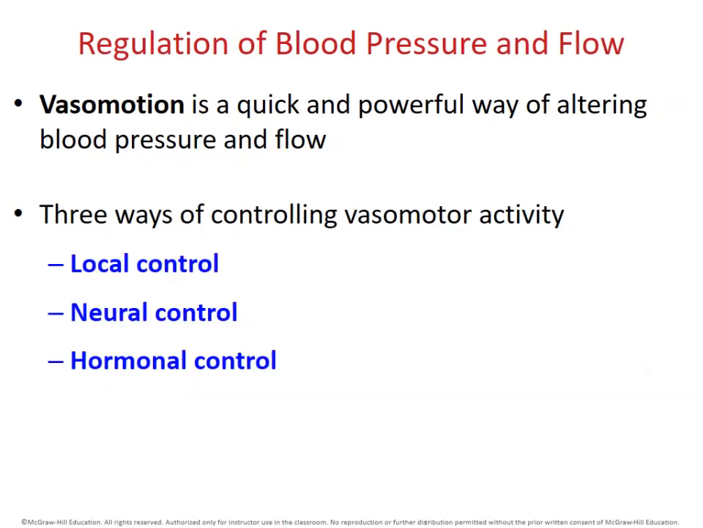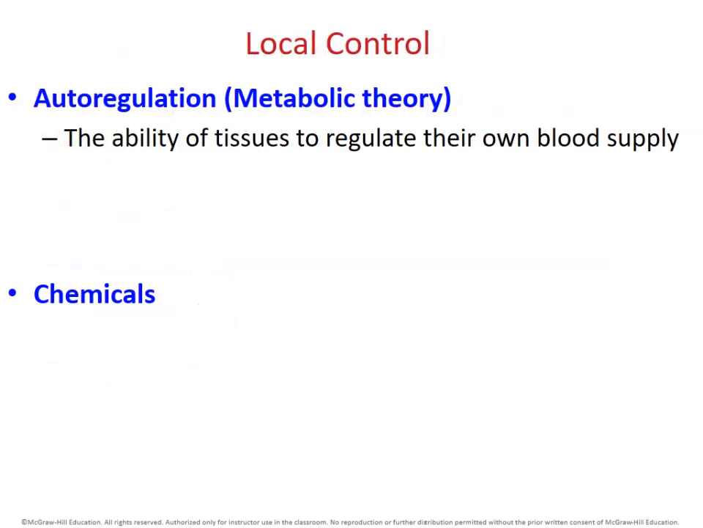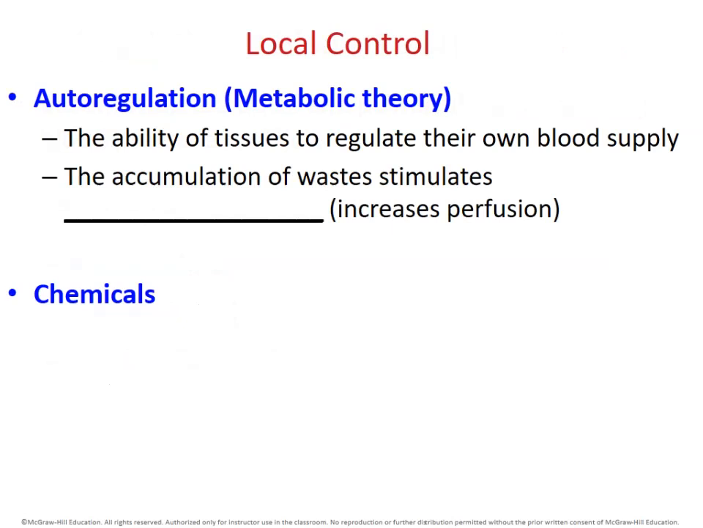All right, 3 ways of controlling vasomotor. When you say vasomotor, we're talking about the muscle activity in the arteries. Local, neural, and hormonal. So autoregulation: this accumulation of waste stimulates blood flow, which is increasing perfusion.